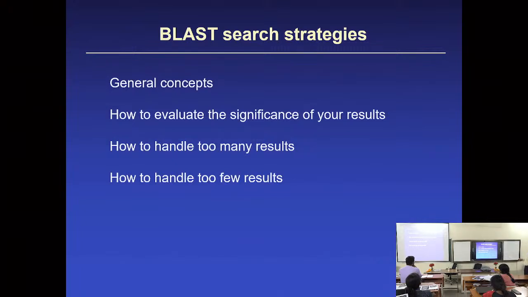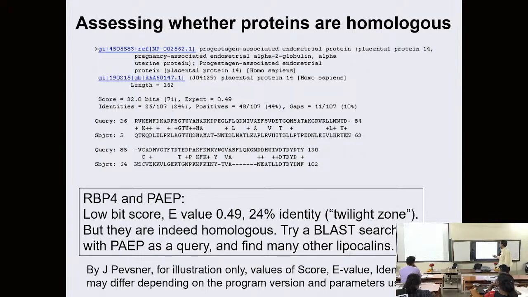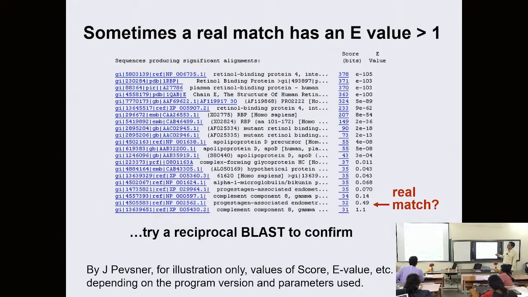BLAST search strategies. You want to evaluate the significance of your results, how to handle too many results, and how to handle too few results. These are some challenges you face when you do BLAST analysis. For example, you begin with retinol binding protein as the query sequence and you get these hits. If you look at the bottom, there are hits to PAEP, progestogen associated endometrial protein, also called placental protein 14. All these are lipocalins, like retinol binding protein.